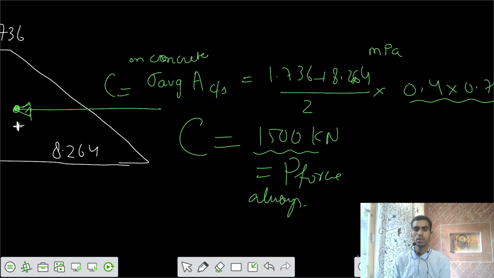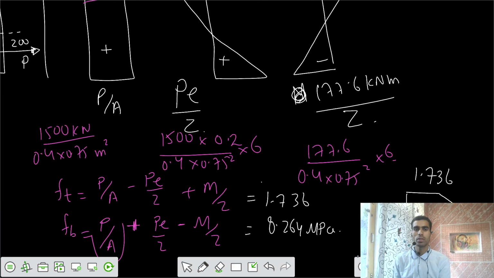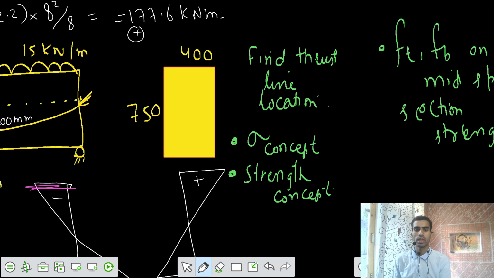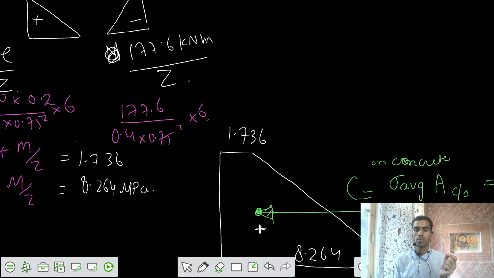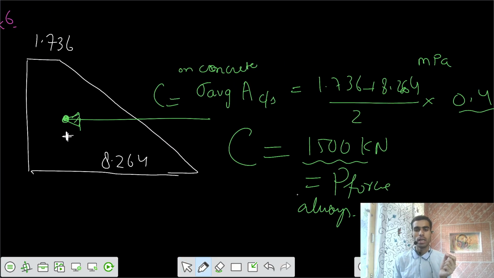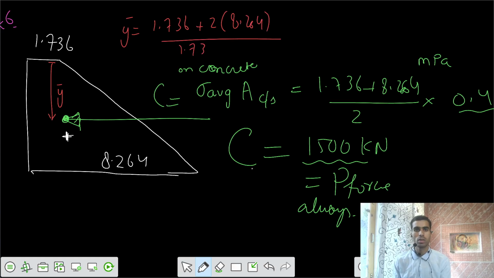So once I got the C force, the problem was saying that you had to calculate the location of the thrust line. That means I got the C force, and now I need to say where this C force is acting, that is, the location of the thrust point. Let's calculate from the top, somewhere here at y bar. So y bar can be calculated as 1.736 plus 2 times 8.264 divided by the sum of these two stresses, 8.264, into the total depth, 750, divided by 3.